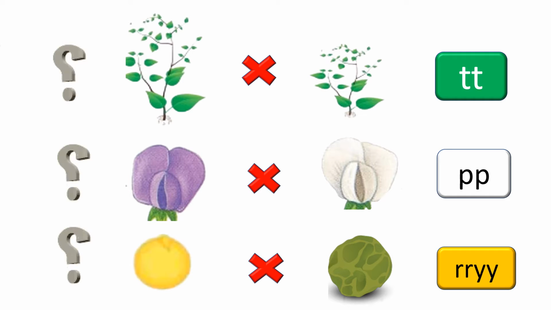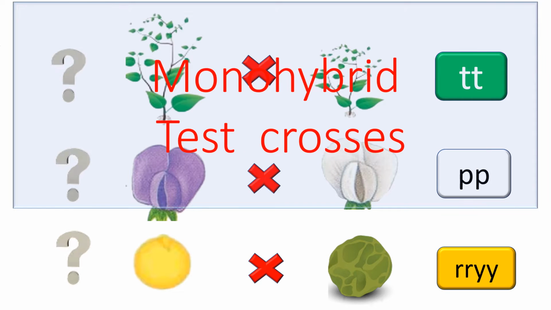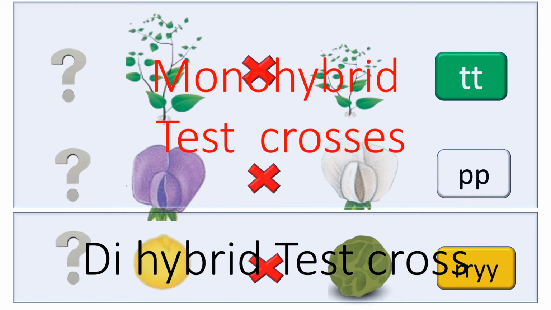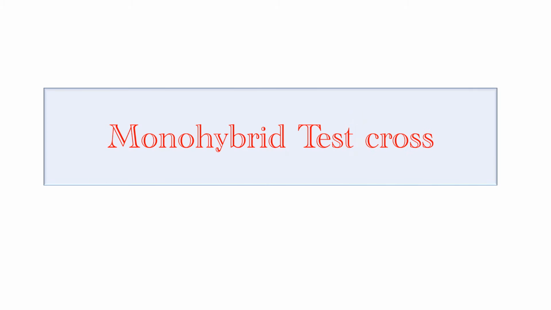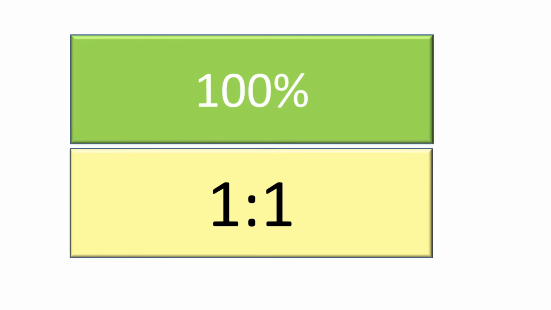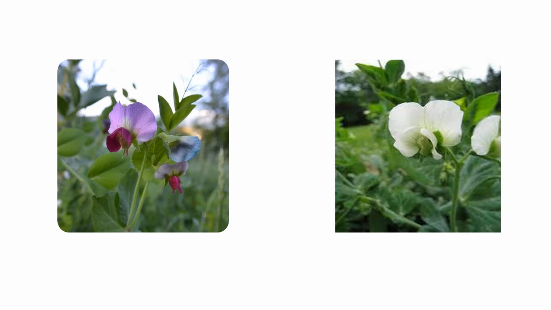Mendel carried out test crosses for both monohybrid and dihybrid crosses. Only dominant genotypes can be identified by test crosses. Monohybrid test cross: he obtained two phenotypic ratios for monohybrid test crosses. Let's see how Mendel carried out monohybrid test crosses.